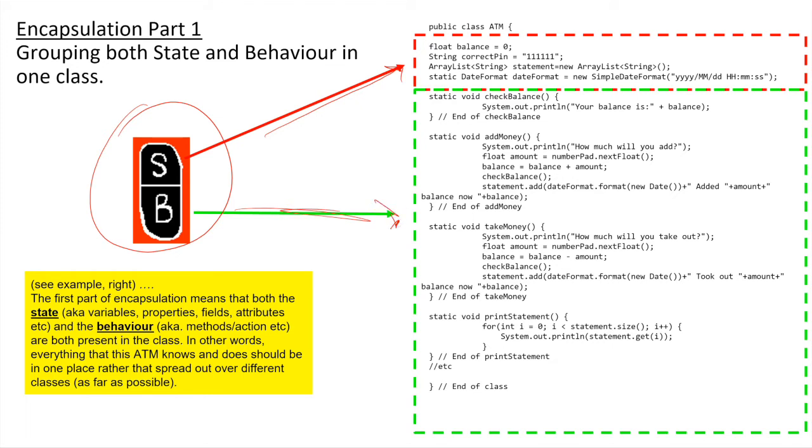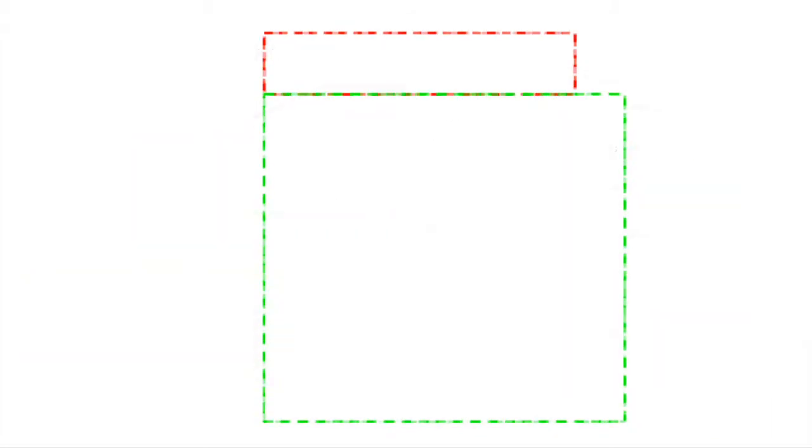In this case, this class is an example of encapsulation because everything that you need to know about, in this case, an ATM, is contained within that class. Everything it does and everything it knows. If I want to understand what an ATM does, I need to look at that class and nowhere else. That is encapsulation, the first meaning of it.